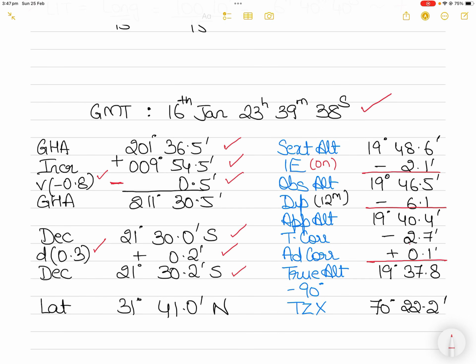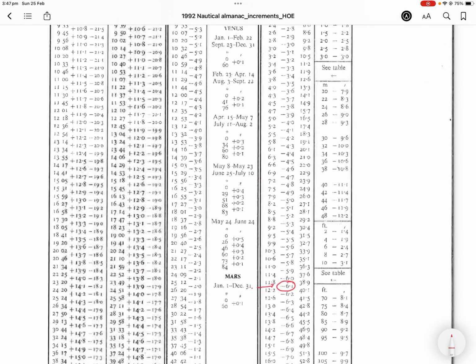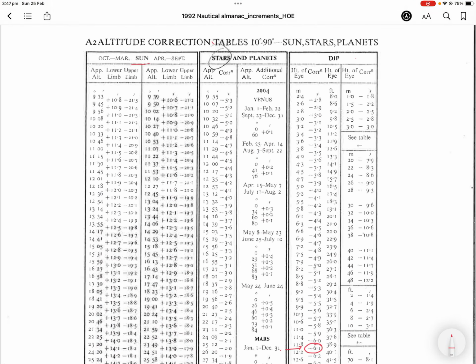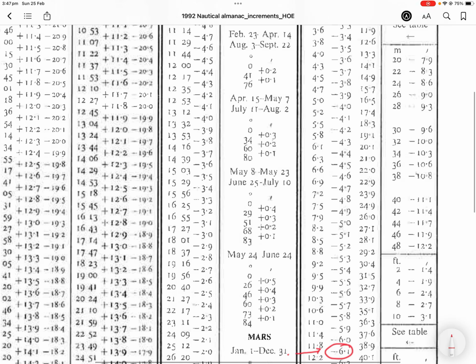So 19 degrees 40.4 and it's 16th of January. So we go back into the same page from where we found the dip correction. You can see here the middle column is for stars and planets. So the apparent altitude value is down this column here. So for 19 degrees 40.4 will be somewhere here, and you get the correction minus 2.7. This is the total correction.